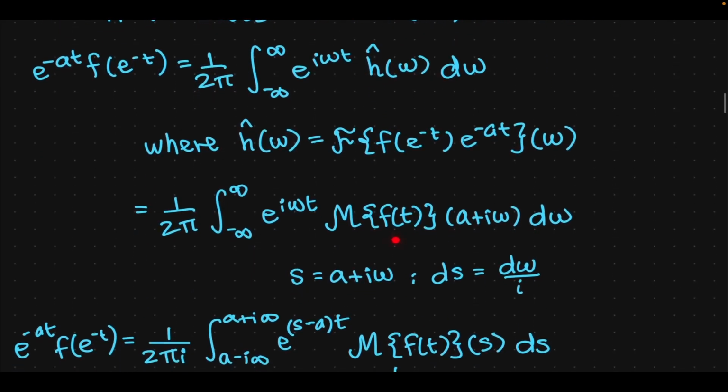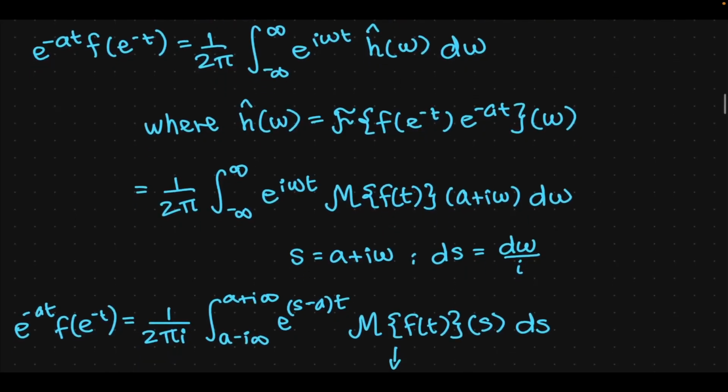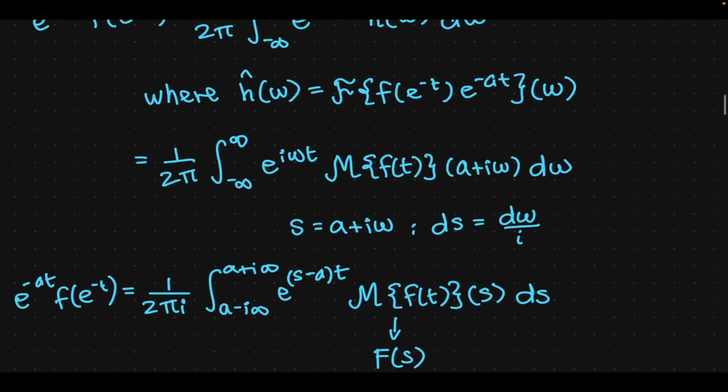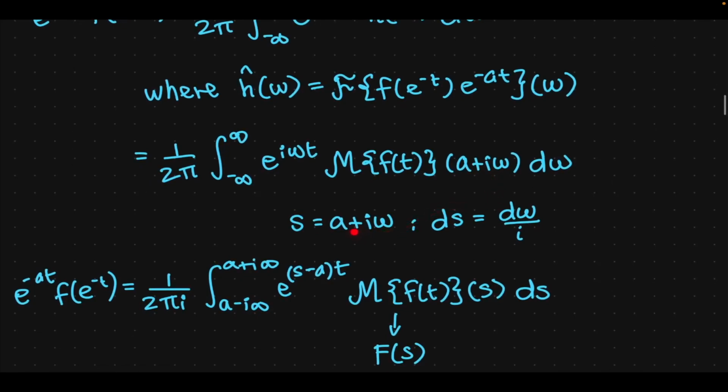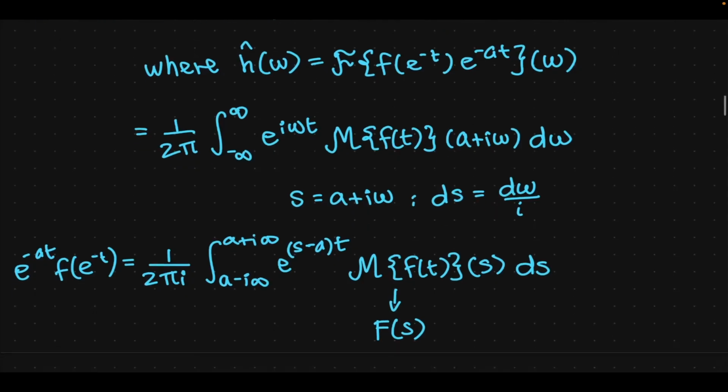I'm just doing that here. And I'm going to introduce a change of variables. So a plus i omega, well, it's a complex number. a is real, omega is real. And let's call that s, a complex number. ds is d omega over i.